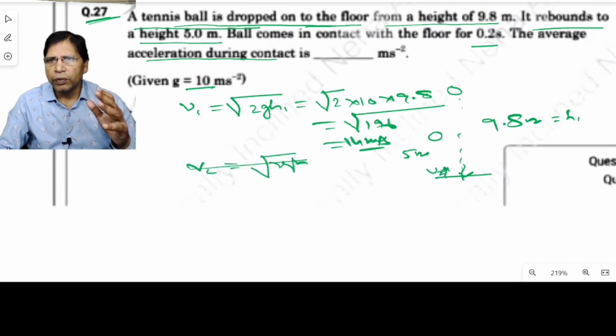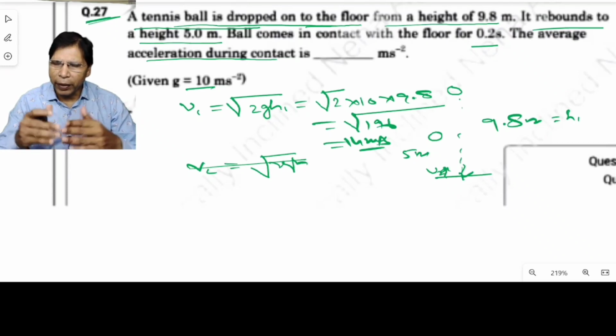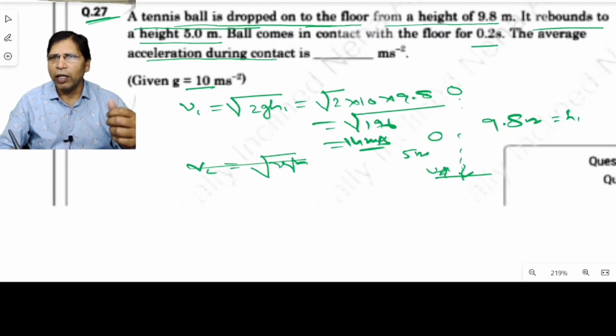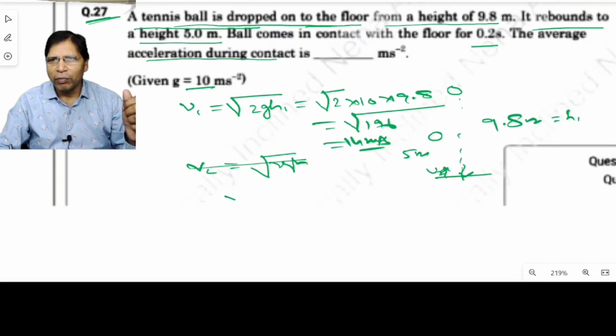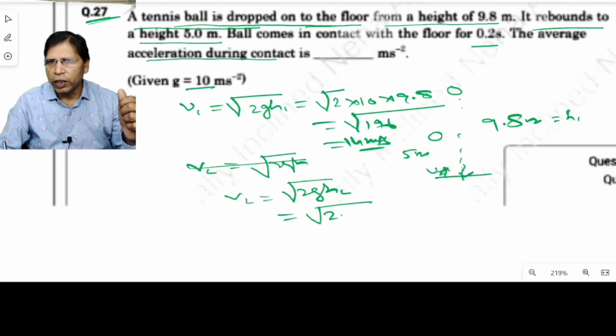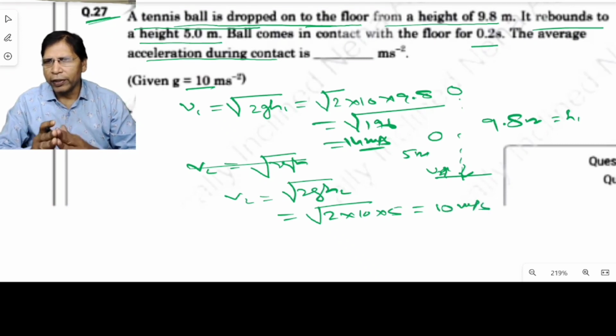No problem. Now suppose the velocity after impact is v2. And due to this, it rises to a height of 5 meter. So v2 equals root under of 2 g h2. What is h2? h2 is 5 meter. So this is 2 into g, g is 10, and this is 5. So this is root 100. So this is 10 meter per second. Okay, now look at this.